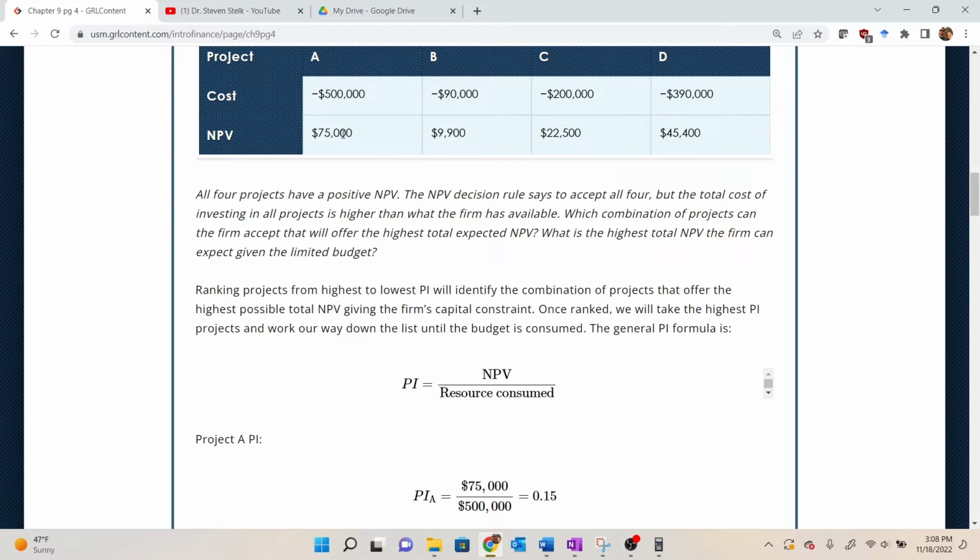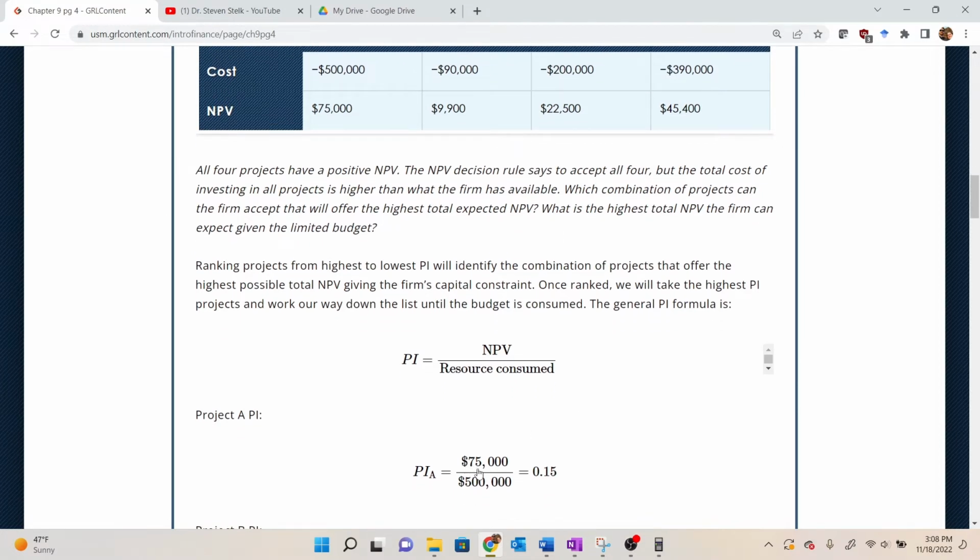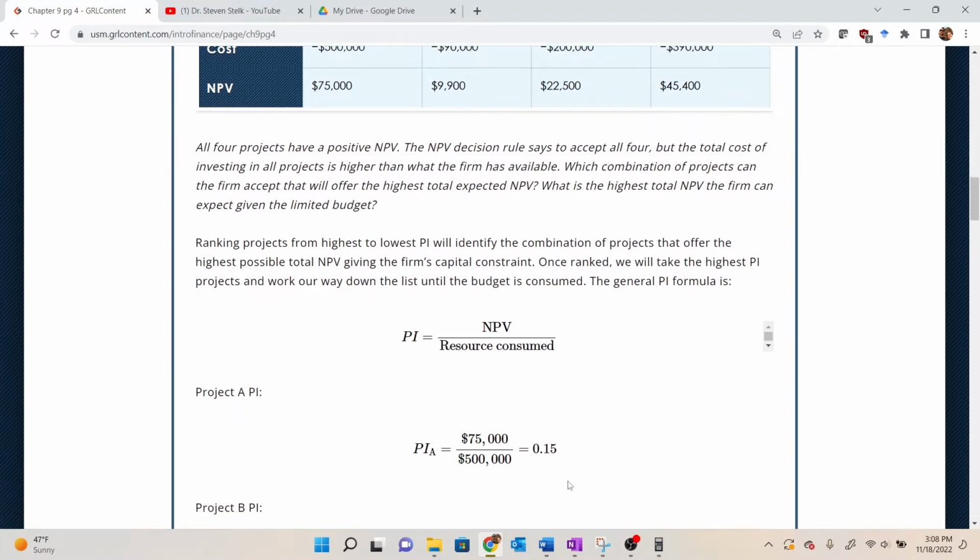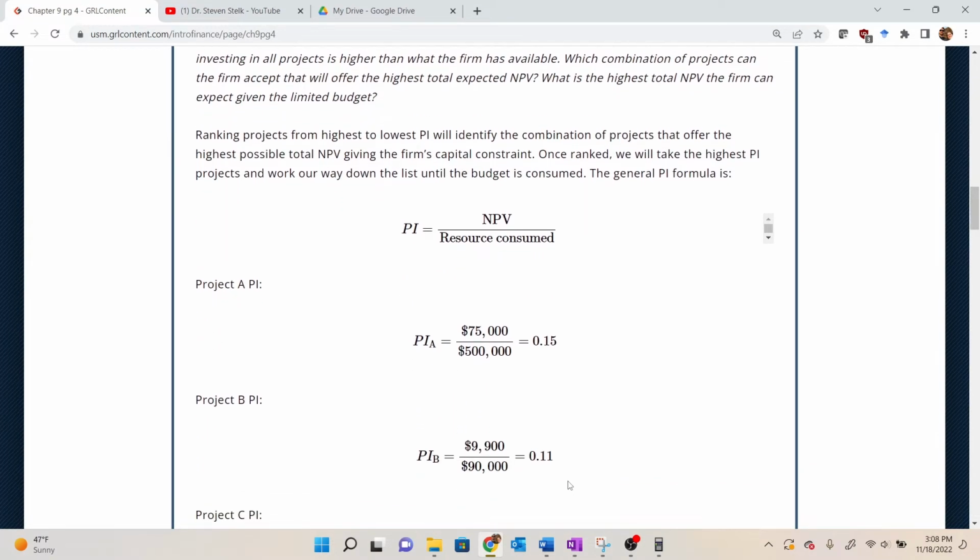Project A has an NPV of $75,000 and a cost of $500,000. So if we put that net present value over the resource consumed and divide those out, we'll get a profitability index of 0.15. Right? And the way to interpret that is, for project A, for every dollar we put in to the project, we're getting on average 15 cents back from the project in net present value.